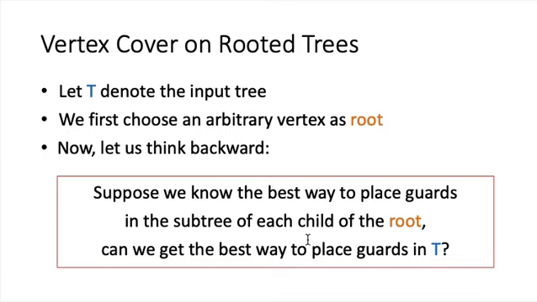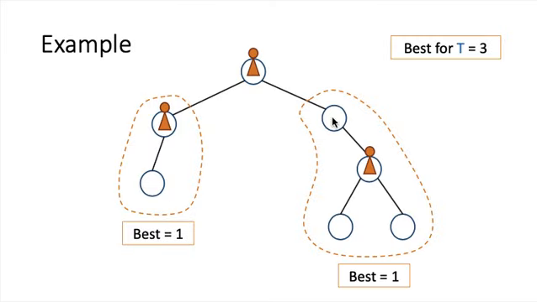So we have the subtree of each child, and suppose that we know how to place the guards for that one. Now, can we get the best way to place guards in the whole tree? For instance, let's see this example. We have a tree. Suppose that we know this is the best placement. We need one guard to cover all the edges in this subtree, and also one guard to cover all the edges in this subtree. Can we make use of this information? One guard in each of the subtrees, so that we can compute that the best way for this case is 3.